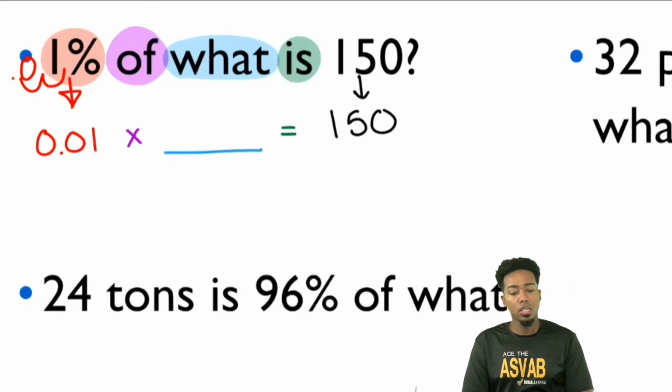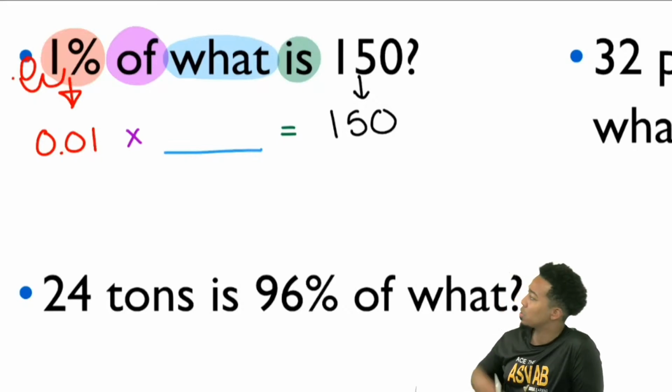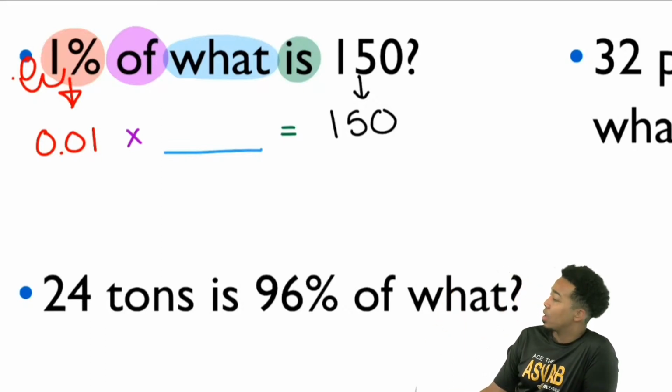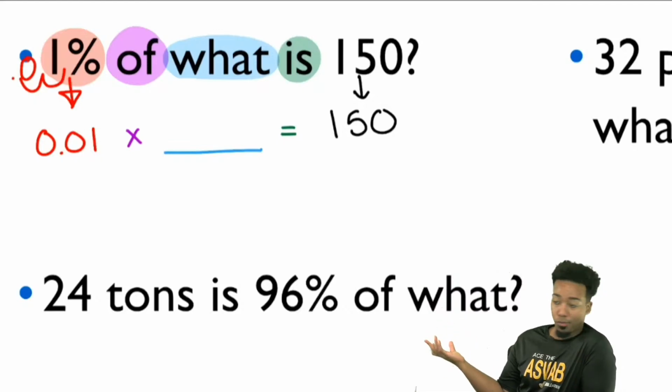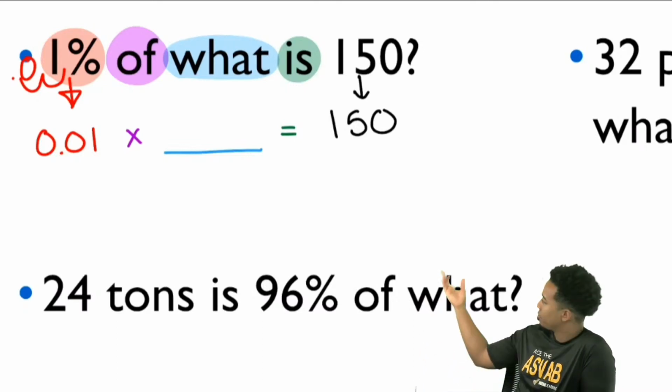That wasn't terrible, right? All we did was translate the English into math. The 1% turns into its decimal form. The word of turns into multiply. The what is just a placeholder for a variable or something we don't know. The word is means equals. And the 150 is just 150.